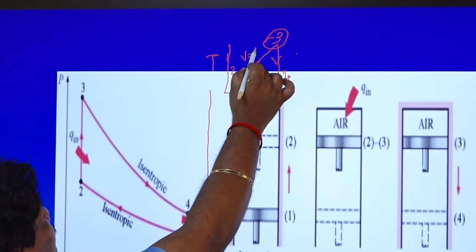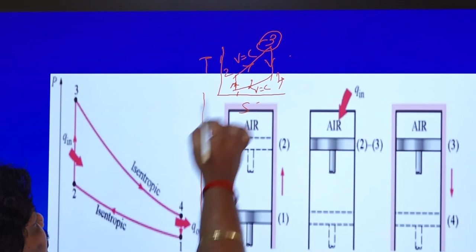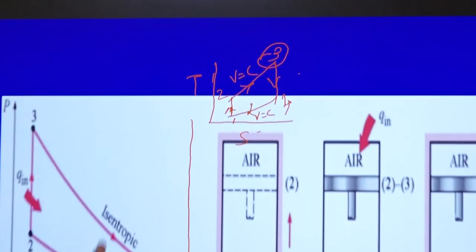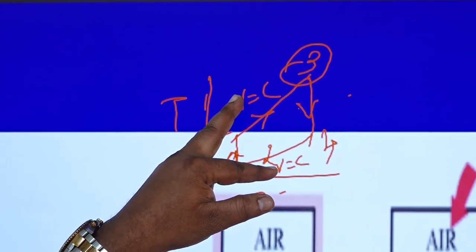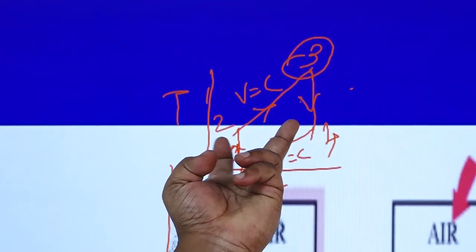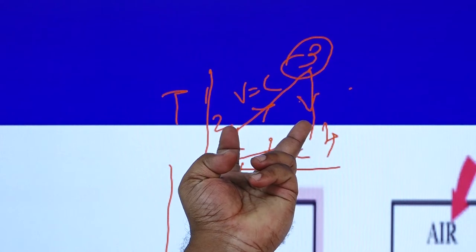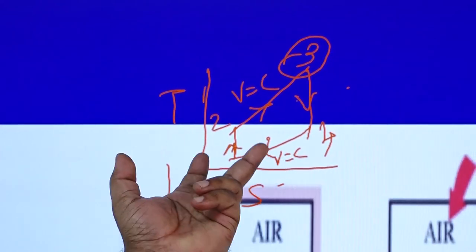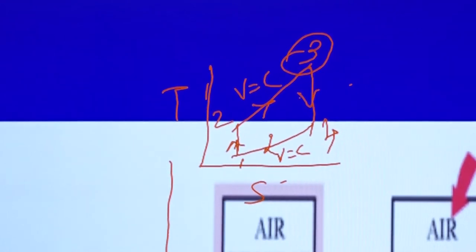These two are constant volume processes. So in the Otto cycle you have two constant volume processes and two isentropic processes. You may get problems and questions based on this as well.